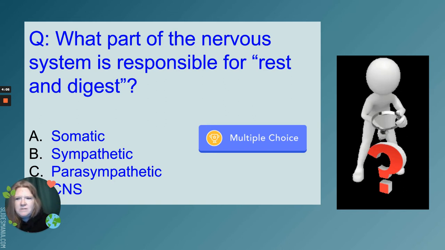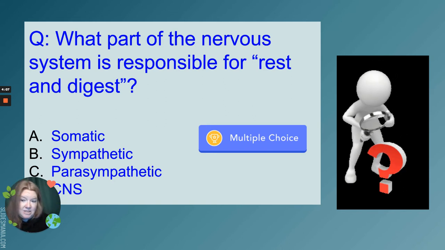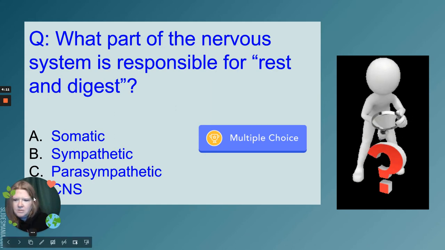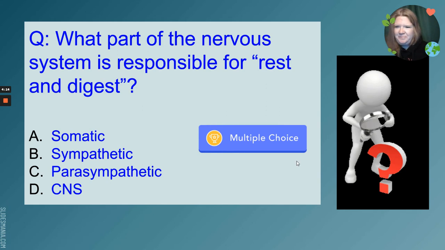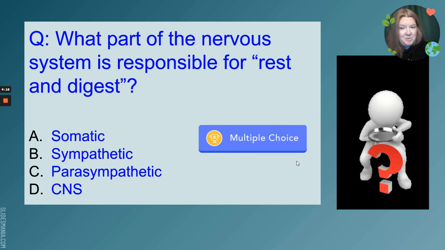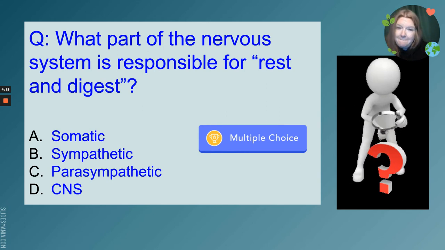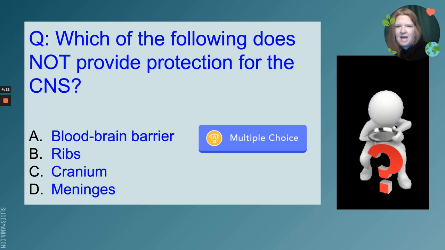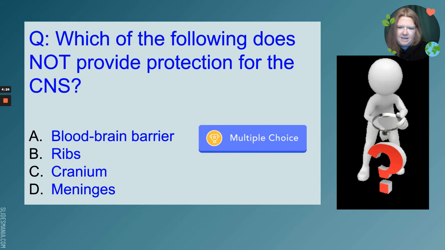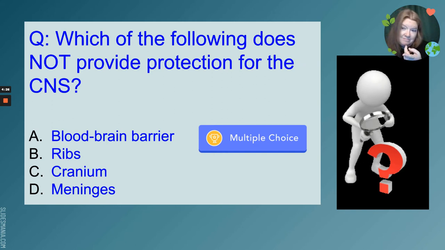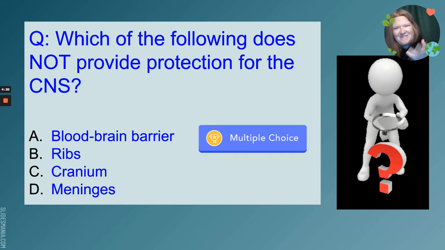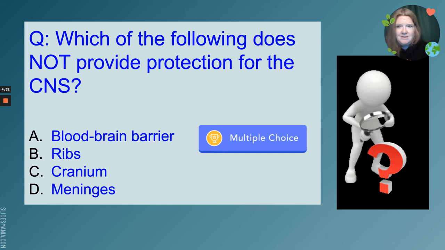So what part of the nervous system is responsible for rest and digest? Let's move me so maybe you could see it better. There we go. So what do you think? Do you know? It should be parasympathetic. And which of the following does not provide protection for the CNS? Do you know? Hopefully you do. It's just B, ribs. It does not protect the CNS, it protects the heart and lungs.